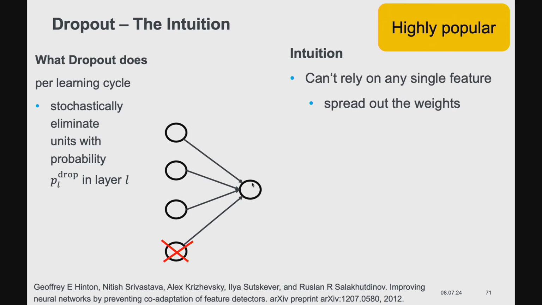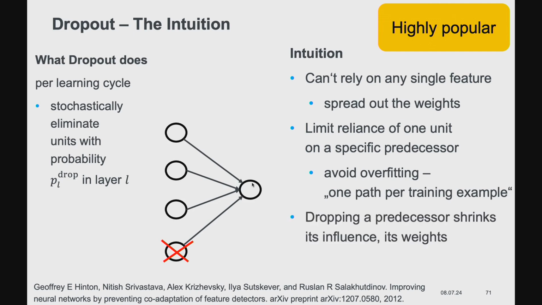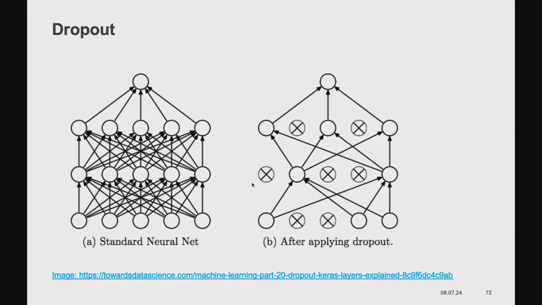So the intuition is that you don't want to rely on a single feature, you rather want to spread the weight assignments. You don't want to limit the reliance of one particular unit, one particular neuron, and you don't want to have overfitting, one path per training example. I mean, that's what you could do. You could try to remember exactly one picture. And so dropping a predecessor shrinks its influence. You don't drop it permanently. You drop it only for some training periods, and then you reinstate it and continue training and dropping others.